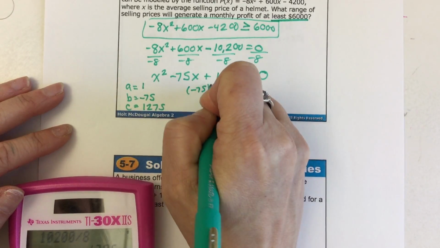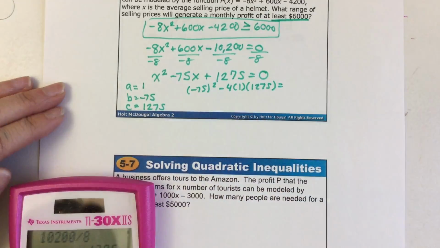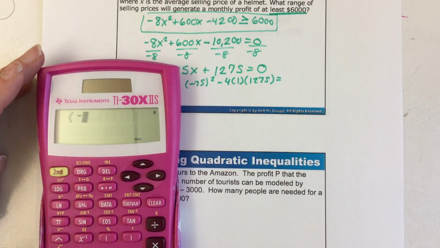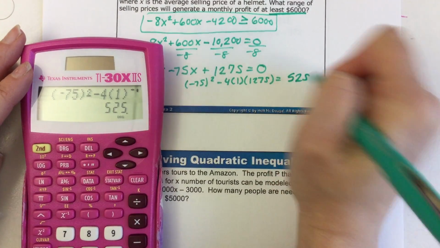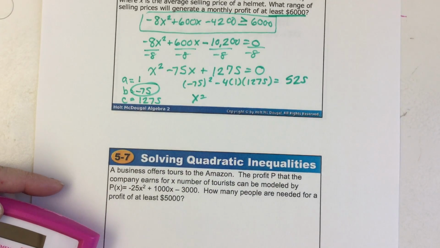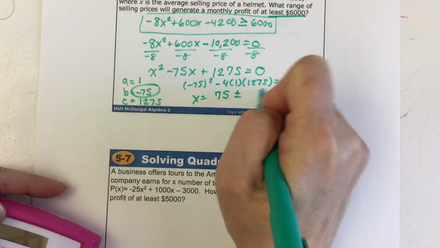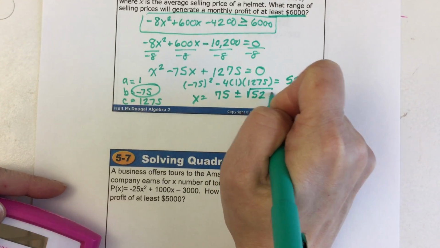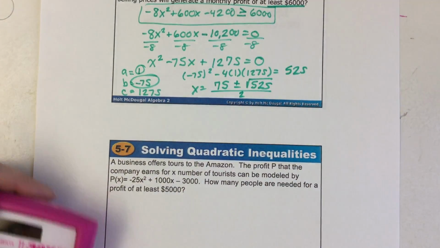So this is B squared minus 4 times A times C. Let's go ahead and calculate it. So negative 75 squared minus 4 times 1 times 1275. This is 525. So X equals negative B. The negative of a negative 75 is positive 75 plus or minus the square root of 525, all over 2 times A. A is a 1, 2 times 1 is 2.